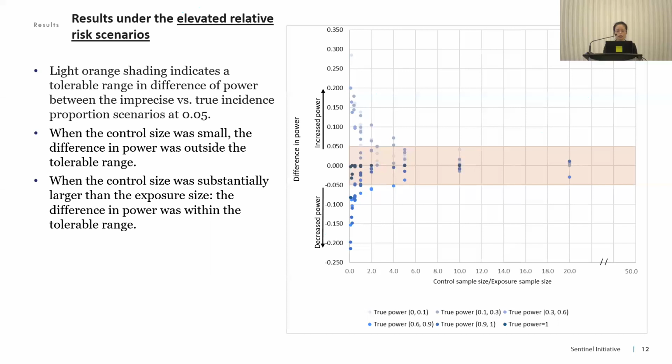So we can see that around the left corner, we observe the difference in power more likely to be outside the box. It means that when we have a small sample size in the control group, our observed power would be more likely to be incorrect. But when the control sample size is substantially larger than the exposure size, the difference in power was within the orange box.